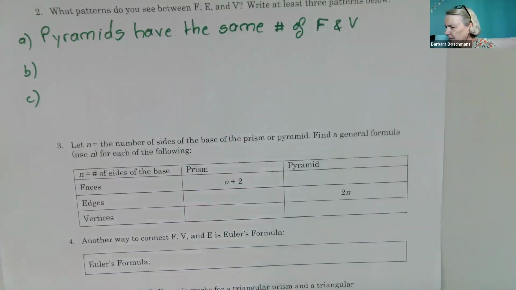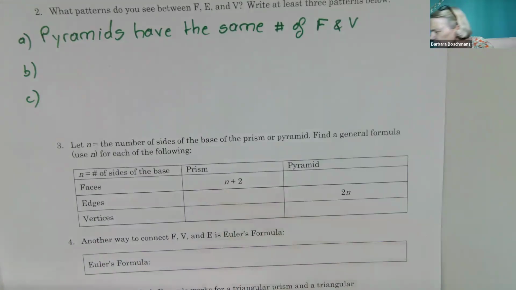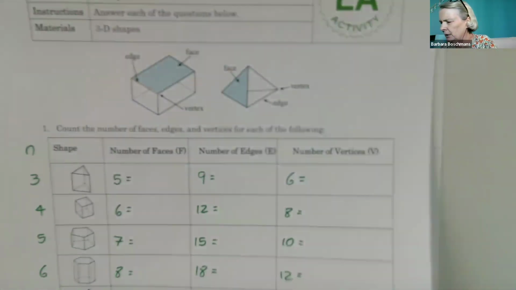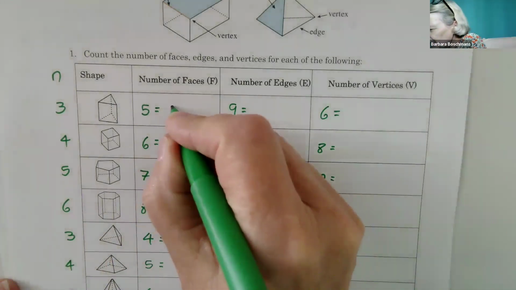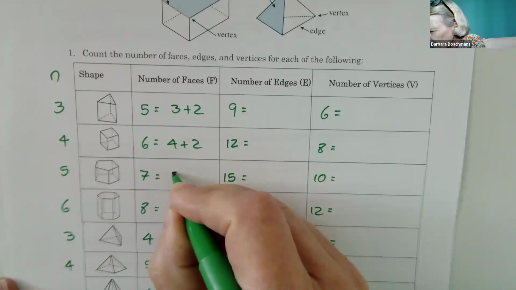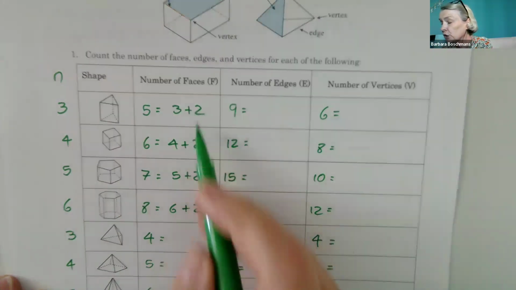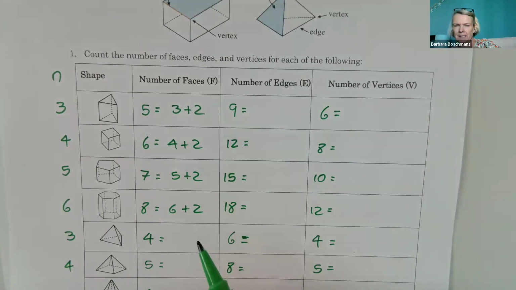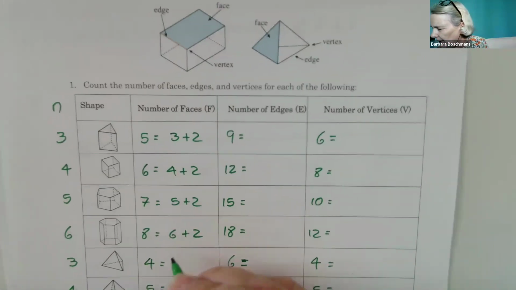Now, this is telling me, let's start with the prism, that the number of faces is n plus 2. So that means that this is 3 plus 2. This is 4 plus 2. This is 5 plus 2. This is 6 plus 2, where 2 is the top and bottom base. And then the other numbers are how many lateral faces we have. So this is where we get our n plus 2.